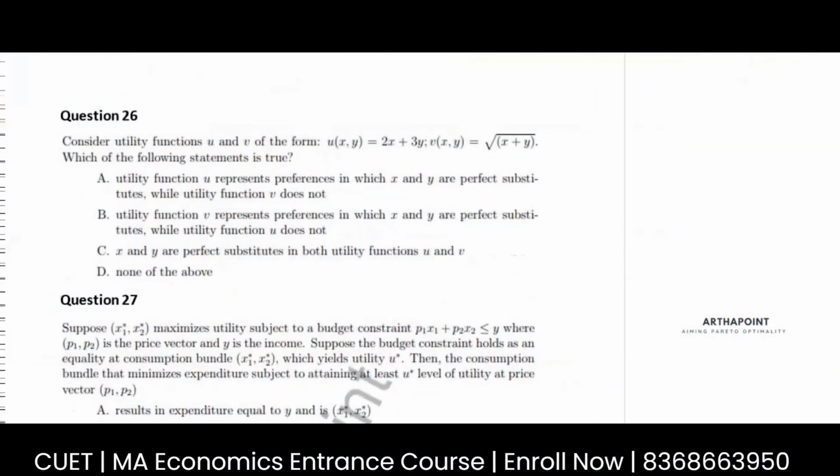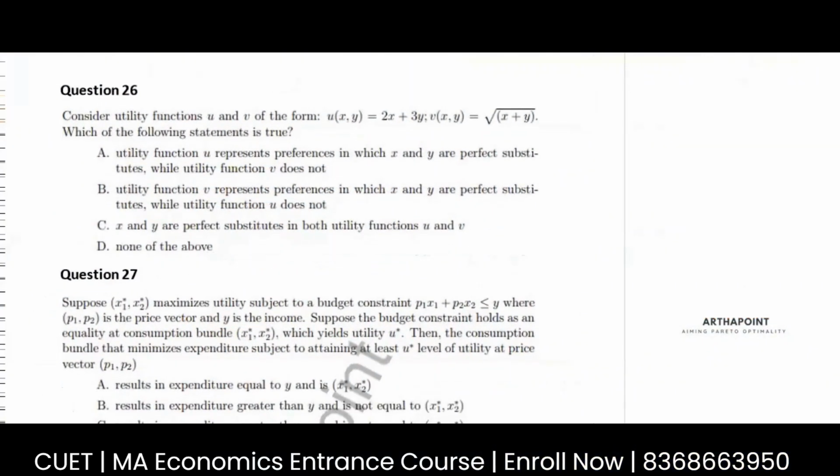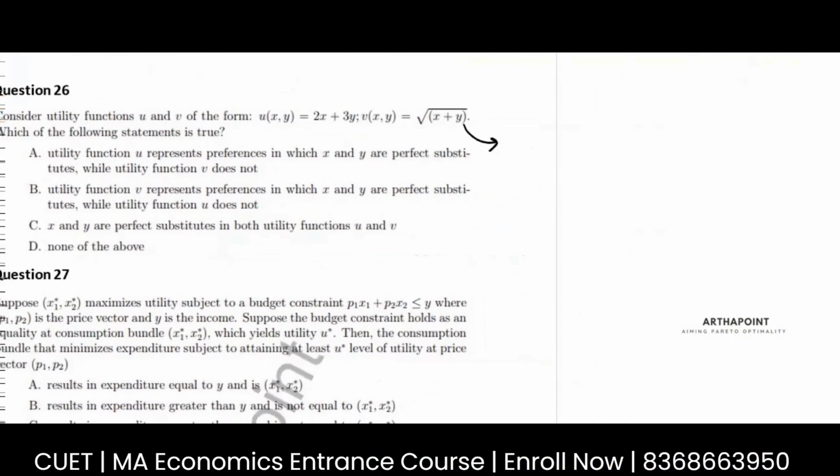Consider the utility function of the form, which is the following. So very, very simple. This is just a monotonic transformation. So for this, if my V(x,y) is root x plus y, squaring it will give me V squared equal to x plus y. So V squared is just a new utility function. So I can say that this is W, this is x plus y.